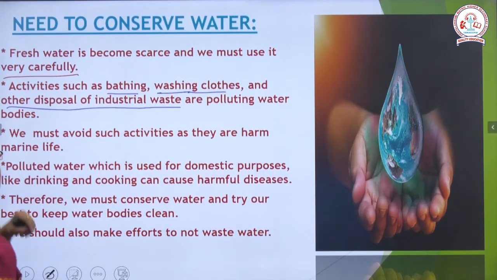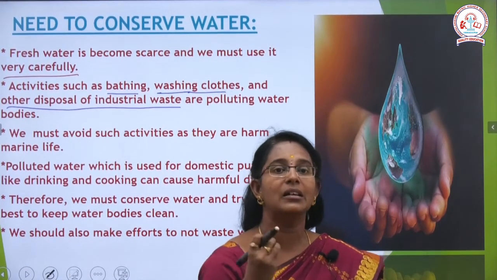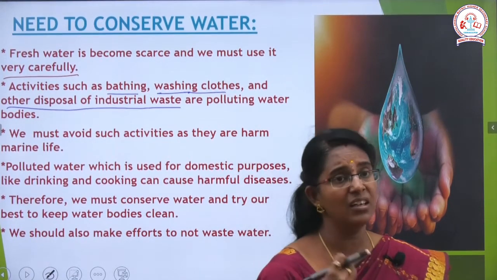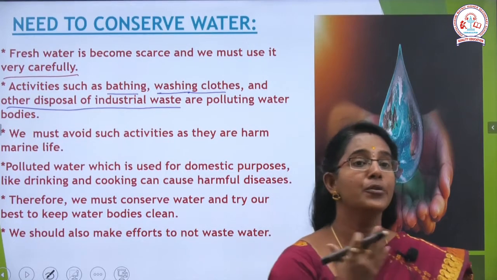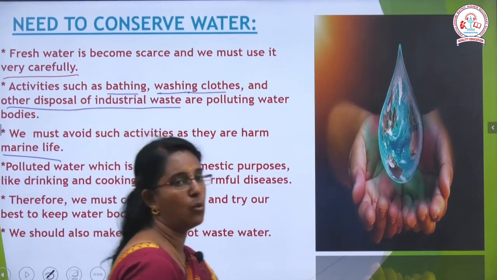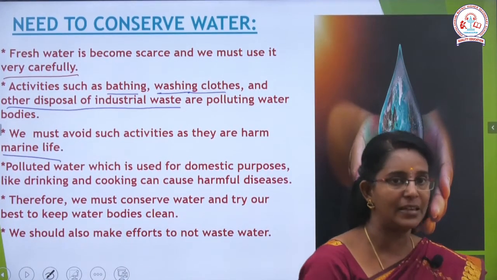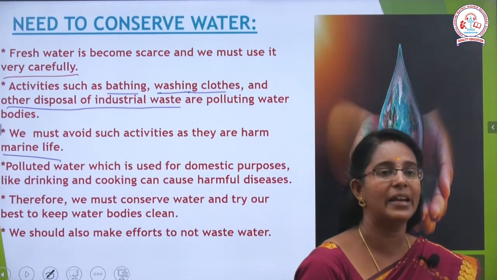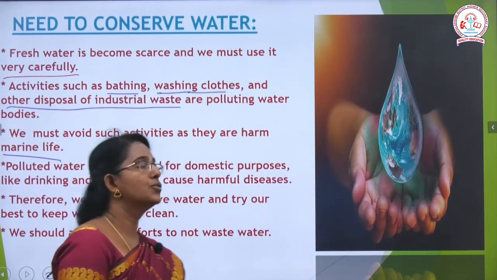Next, industrial waste also pollutes water bodies. Yes, it is very important, we want to know. Nowadays industries and factories are developing. What they are doing is releasing chemical waste into the sea, river or other water bodies. So it is polluting the beauty of the water. Next, we must avoid such activities as they are harmful to marine life. If chemicals are mixed in the water, it will spoil not only human beings but all the marine animals. What are marine animals? Animals living in the water, like fishes and others, that is called marine life. And some plants inside the water body also get spoiled. So that is called water pollution.